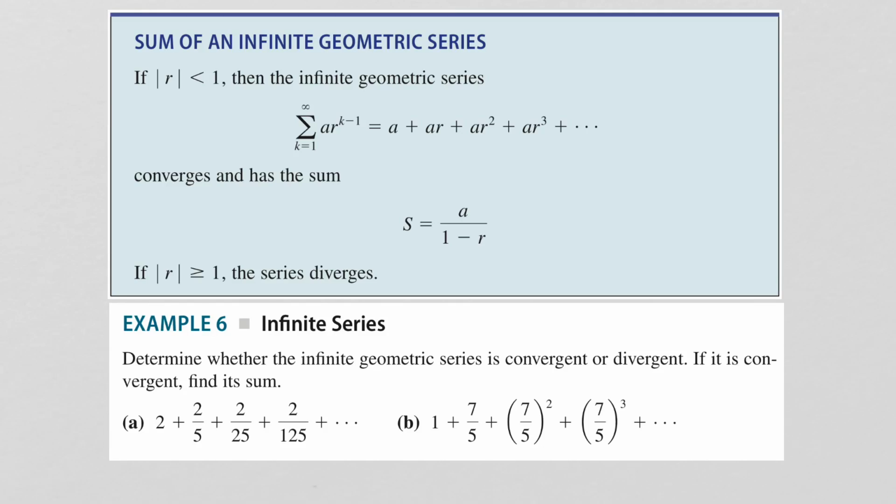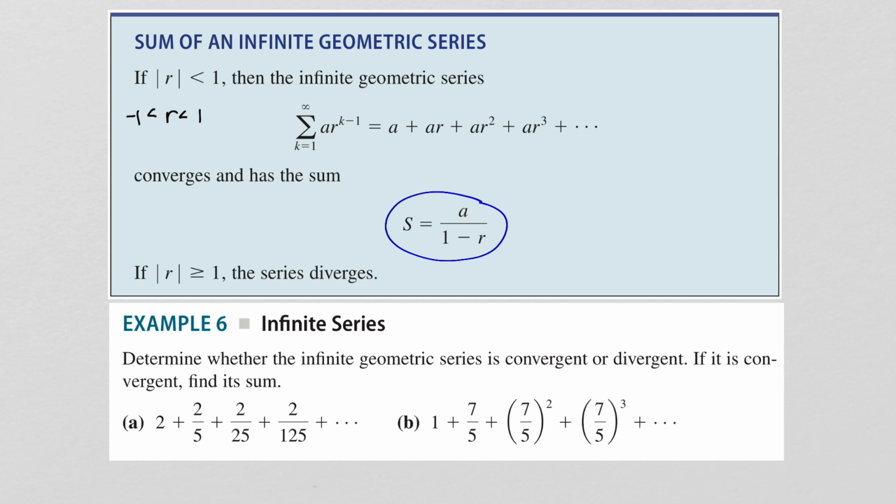So if the absolute value of your common ratio is less than 1, which is the same thing as saying r is in between -1 and +1, then the sum from k equals 1 to infinity of ar to the k minus 1, which is just the sum of the terms of a geometric series, converges, so it means that it has a sum, and that sum is equal to this formula, a divided by 1 minus r.